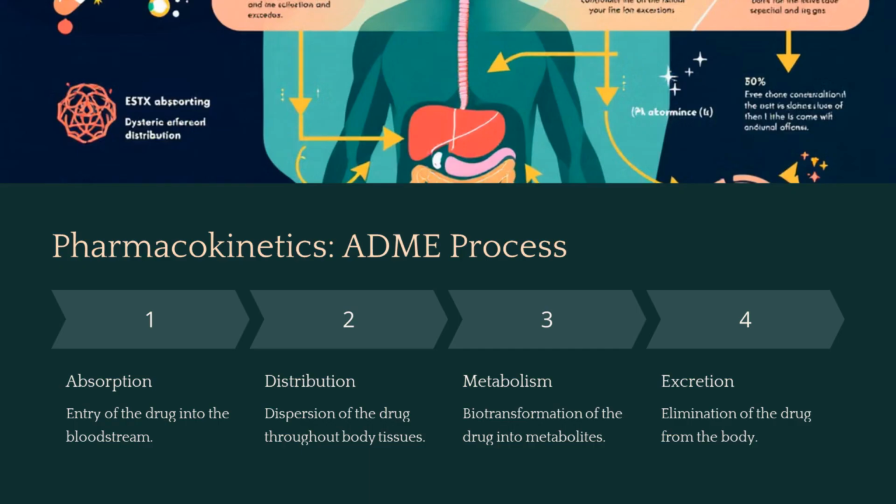Pharmacokinetics involves the ADME process: absorption, distribution, metabolism, and excretion. Absorption is the entry of the drug into the bloodstream. Distribution is the dispersion throughout the body. Metabolism is the biotransformation into metabolites. And excretion is the elimination of the drug from the body.